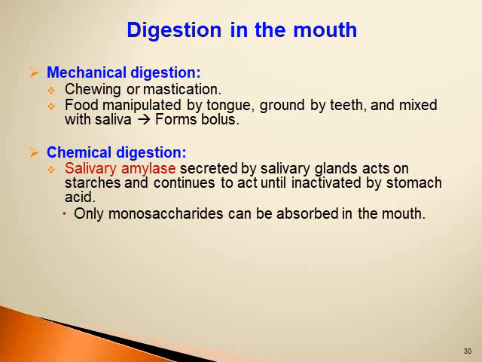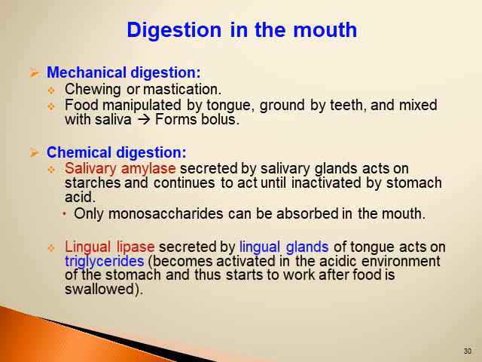Only monosaccharides can be absorbed in the mouth. So if we have carbohydrates in the form of monosaccharides like glucose, this glucose can be absorbed across the oral mucosa, but if it is in the form of polysaccharides, disaccharides, or trisaccharides, these are not absorbed in the oral cavity. They have to reach the small intestine to be further digested to monosaccharides and then absorbed across the small intestinal mucosa.